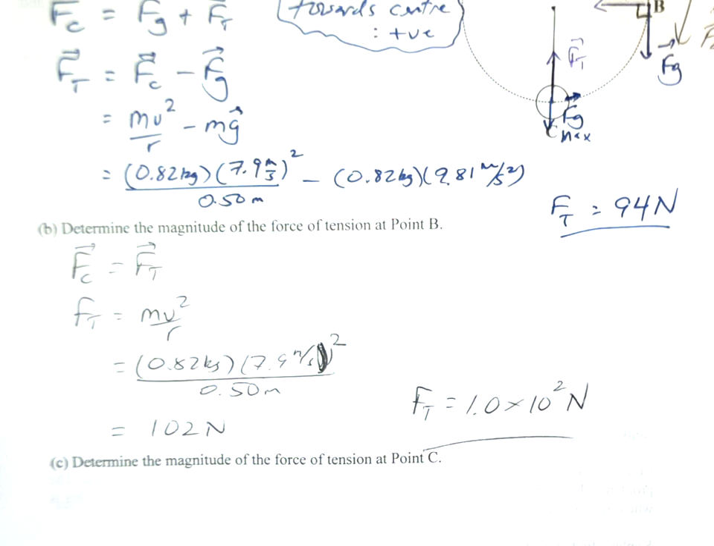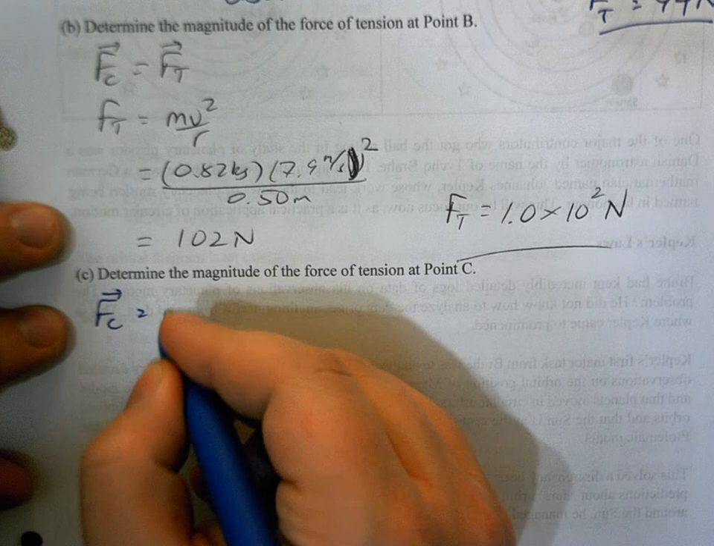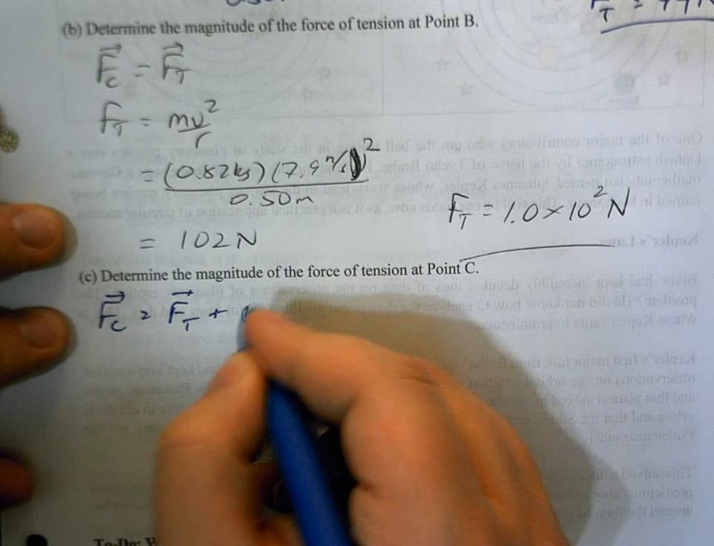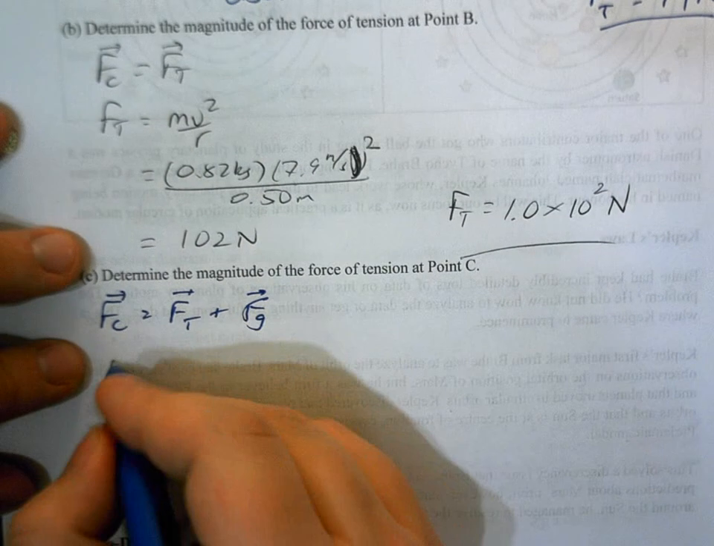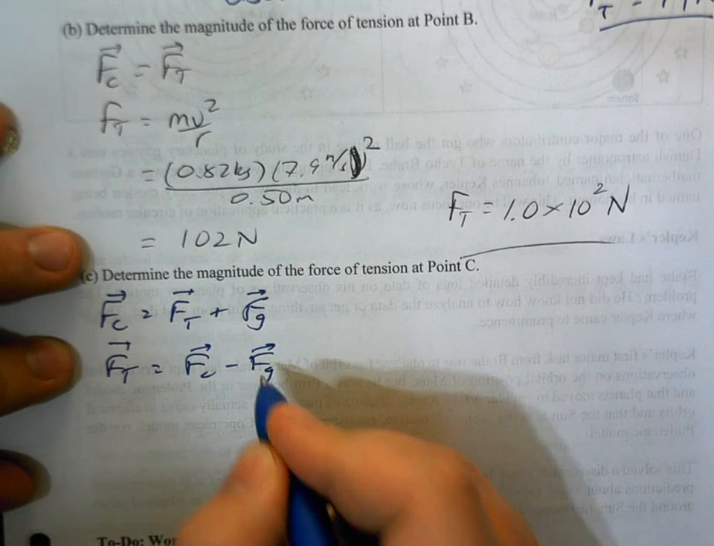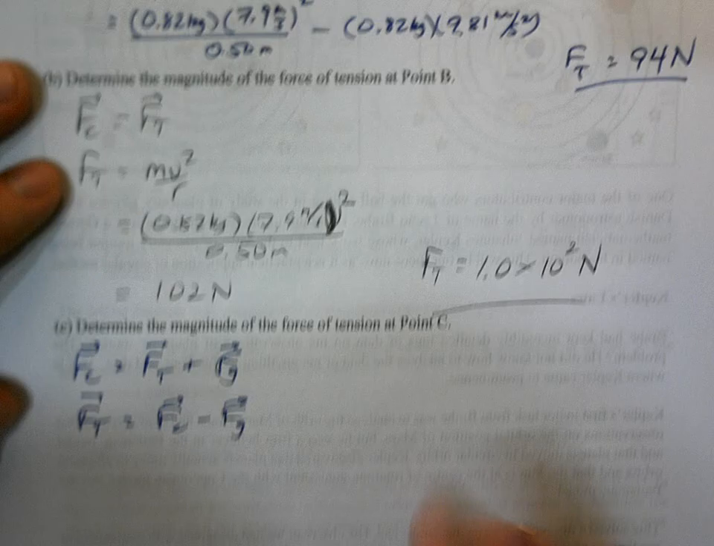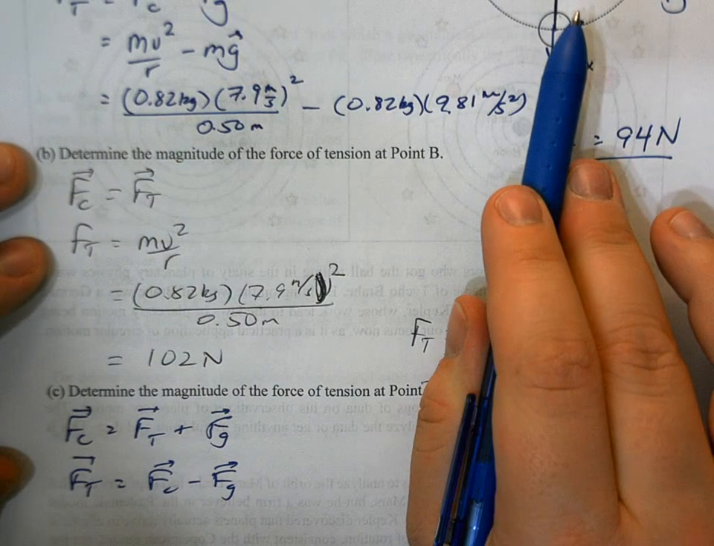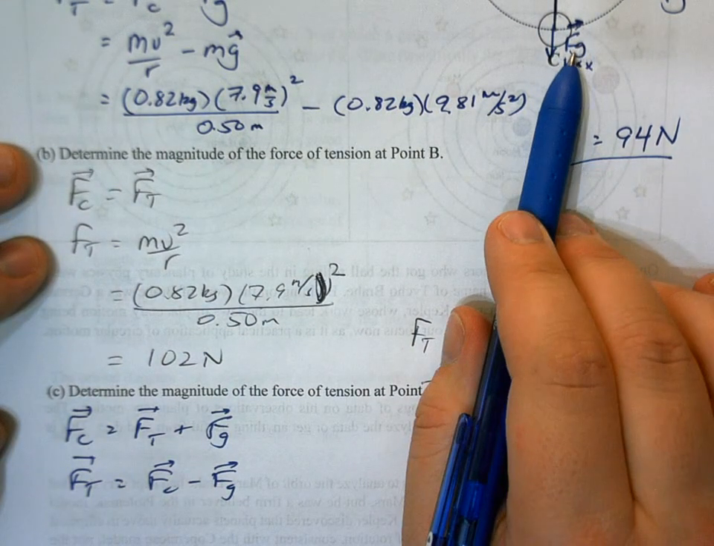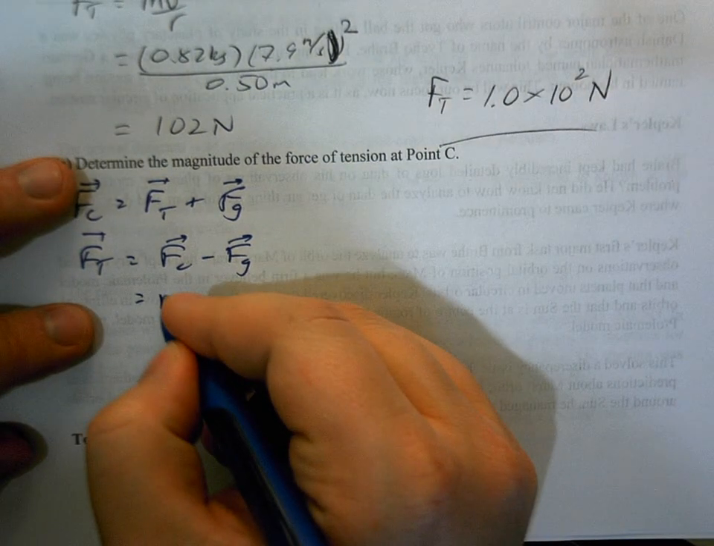As always, our equation is still going to be similar. The centripetal force is going to be the force of tension plus the force of gravity, or the force of tension is going to be the centripetal force minus the force due to gravity. This is where we've got to be a little bit careful. This time, the force of gravity is pointing away from the center of the circle. So in this context, g is going to be negative 9.81. We have to be really careful with that one.